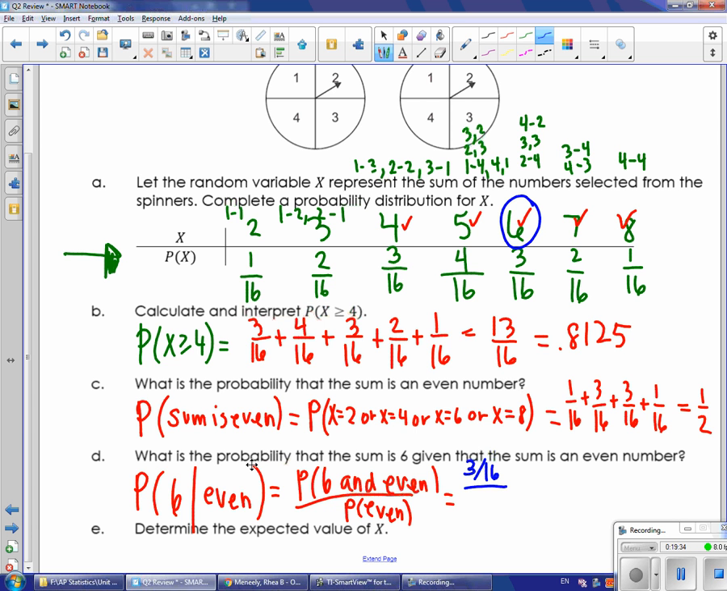The probability of getting an even number is going to be 1/2, or actually it might be easier if I look at it as 8/16. I already found that probability. And when I divide, those 16ths are going to cancel, and I'm going to end up with 3/8, or 0.375.